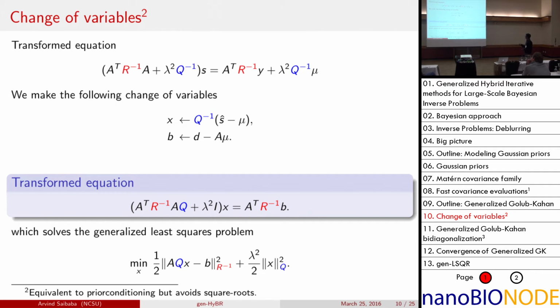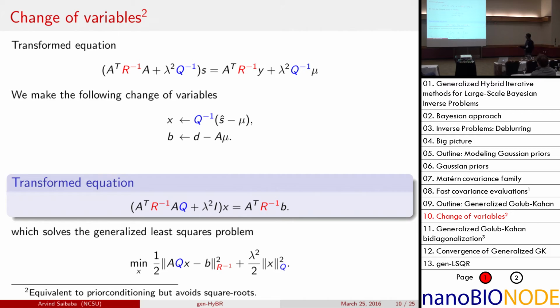And you can also work out that this is the solution of this generalized least squares problem. So instead of a Q inverse here, now I have a Q here. But this is not exactly the normal system of equations. I need to add an additional Q to get the normal system. But the solution is equivalent.